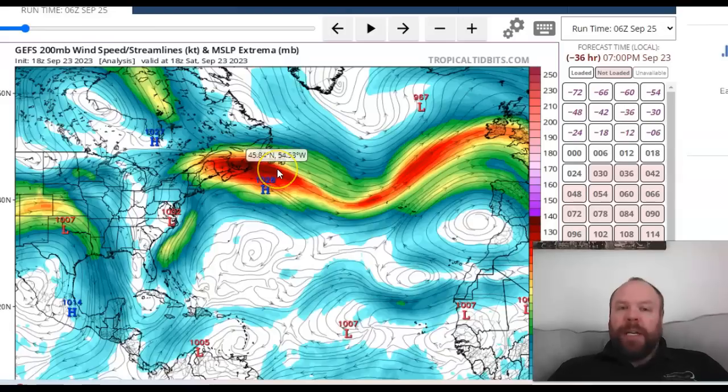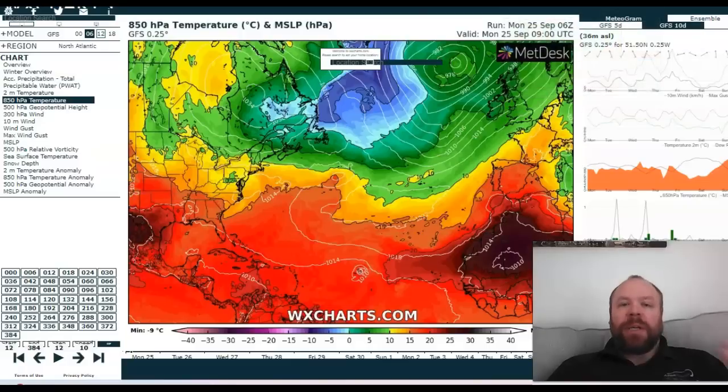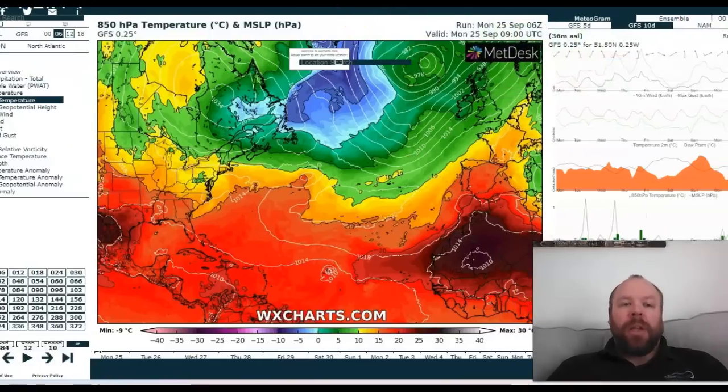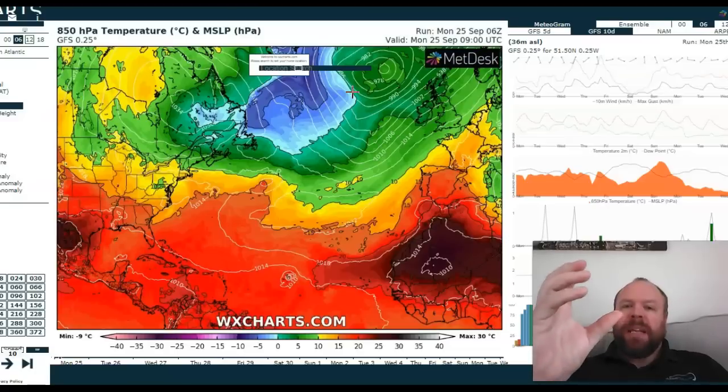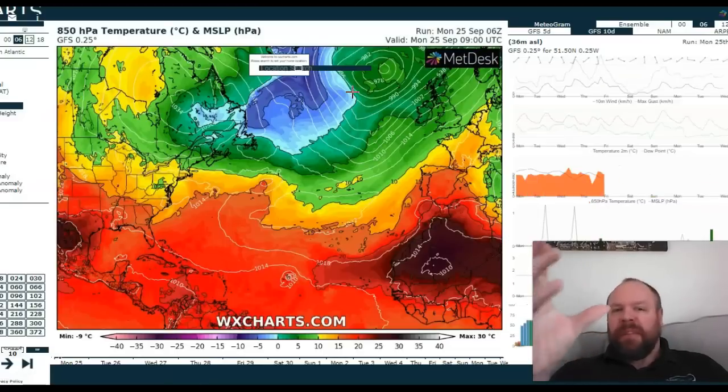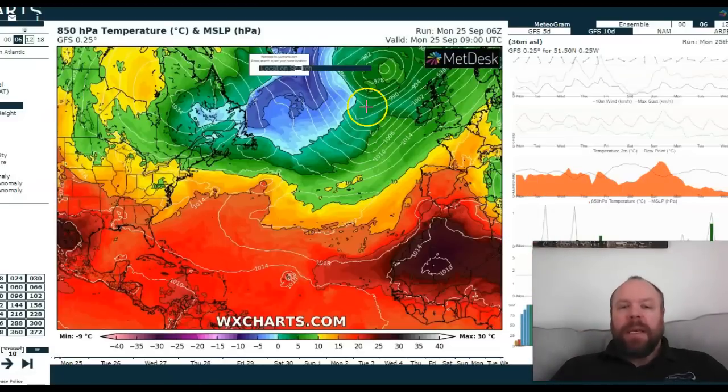We've got a fairly strong jet streak coming out of the Canadian Maritimes out into the Atlantic, but it's quite far south, if you notice. And that is understandable when you look at the 850 temperature profile here of the North Atlantic. This is temperature, not anomalies, at approximately 4,700 feet to about 5,000 feet. This is quite a good representation of the type of air mass we're actually dealing with.